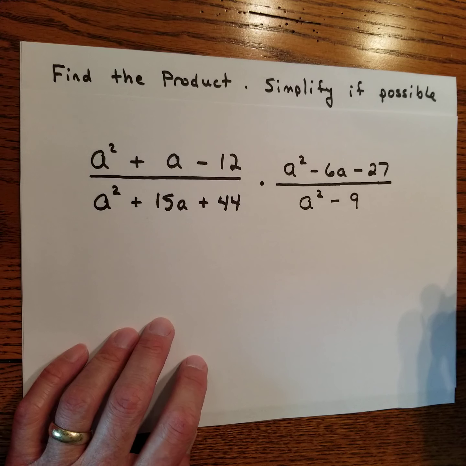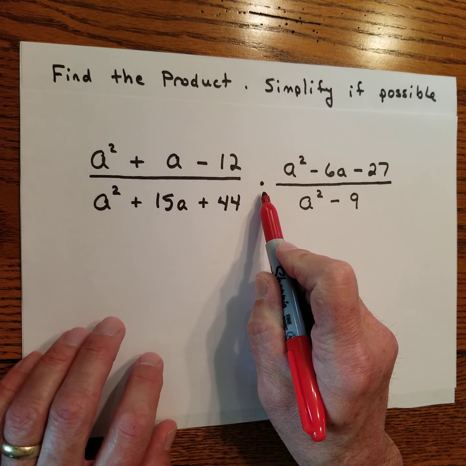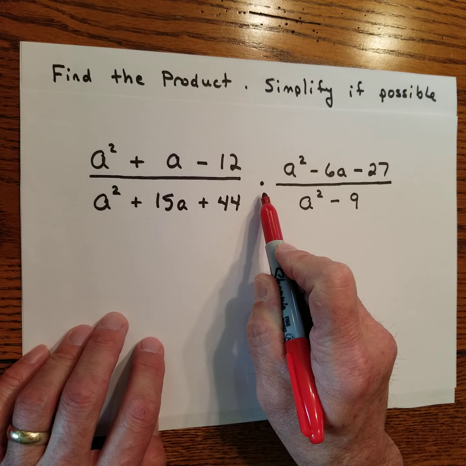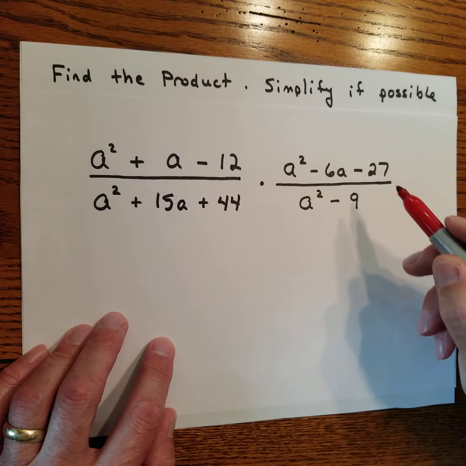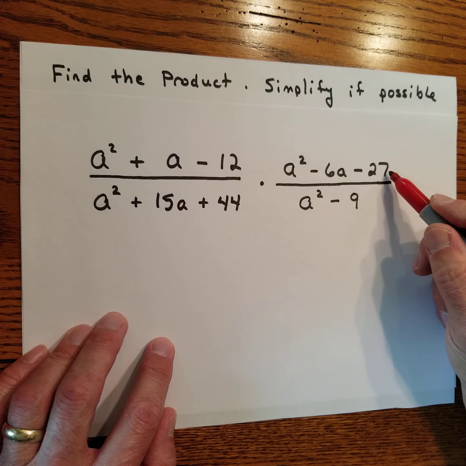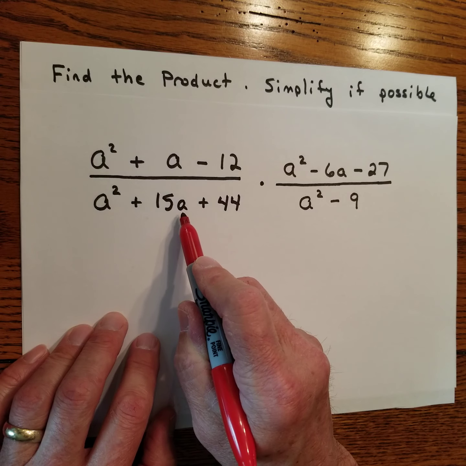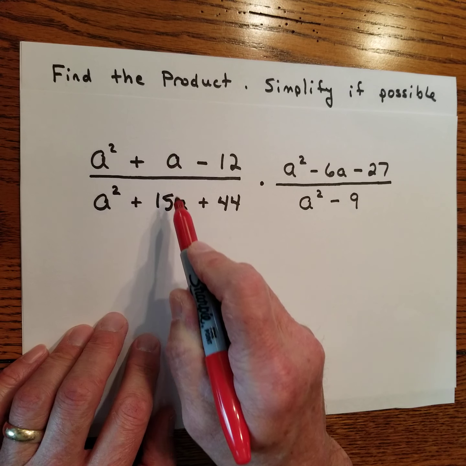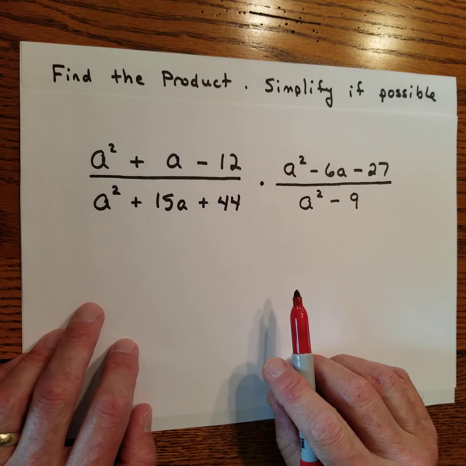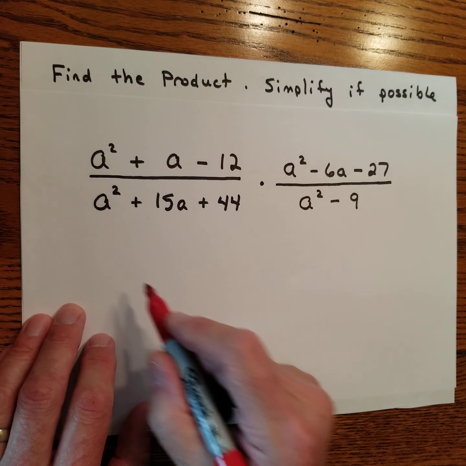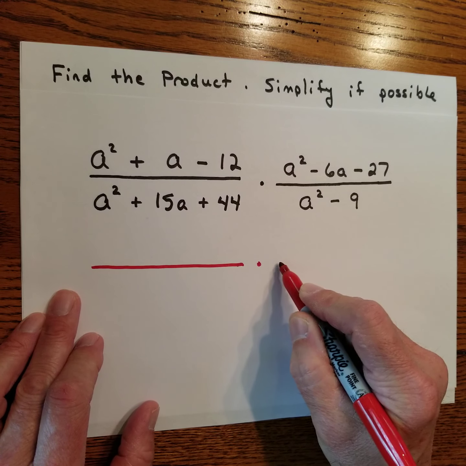Let's try another example. I'm multiplying fractions, so I'd like to multiply tops, multiply bottoms, reduce. I like to reduce first, but I'm not allowed to reduce this 9 with this 27 because the 9 is part of a difference. I'm not allowed to reduce this a with this a because the a's are parts of sums. You're not allowed to reduce when you are next to addition and subtraction signs. Instead, let's do some factoring.